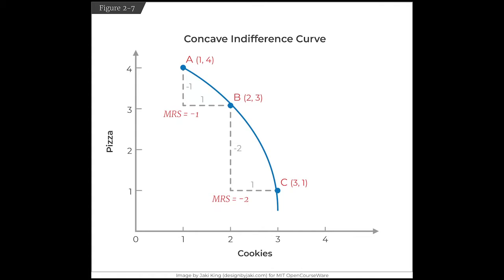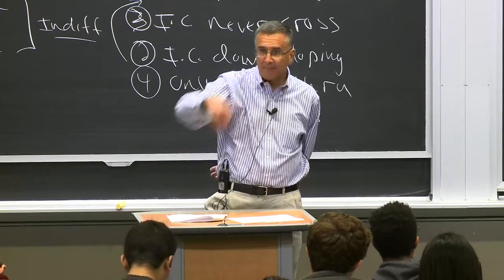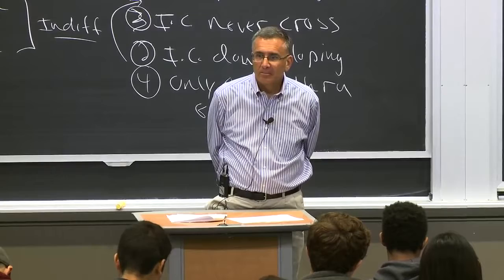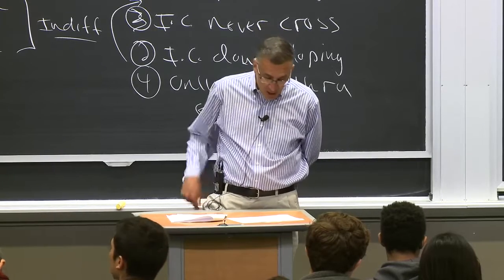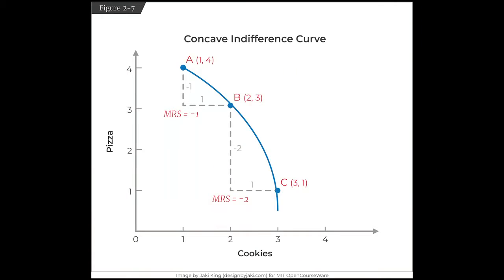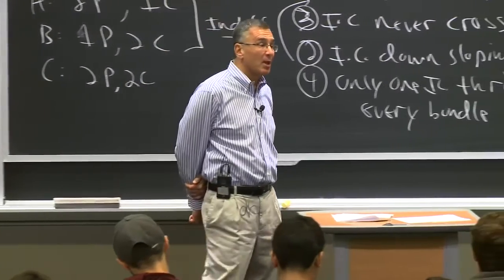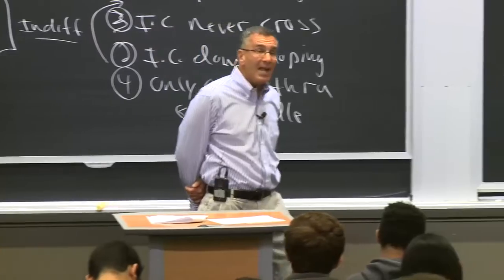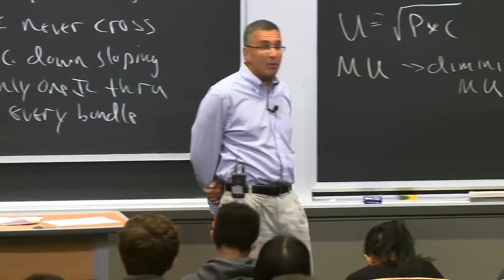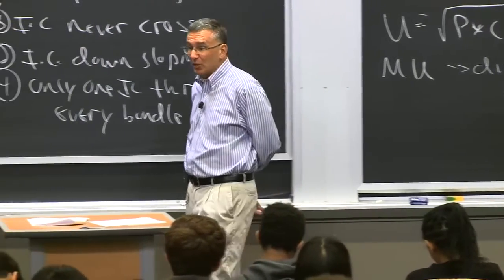What does that violate? Why does that not make sense? Yeah. Law of diminishing marginal utility. Here, you were happy to give 1 slice of pizza to get 1 cookie. Now you have to give 2 slices of pizza to get 1 cookie, even though you have less pizza and more cookies. That can't be right. As you have less pizza and more cookies, pizza should become more valuable, not less valuable. And cookies should become less valuable, not more valuable. So a concave to the origin indifference curve would violate the principle of diminishing marginal utility and diminishing marginal rate of substitution.